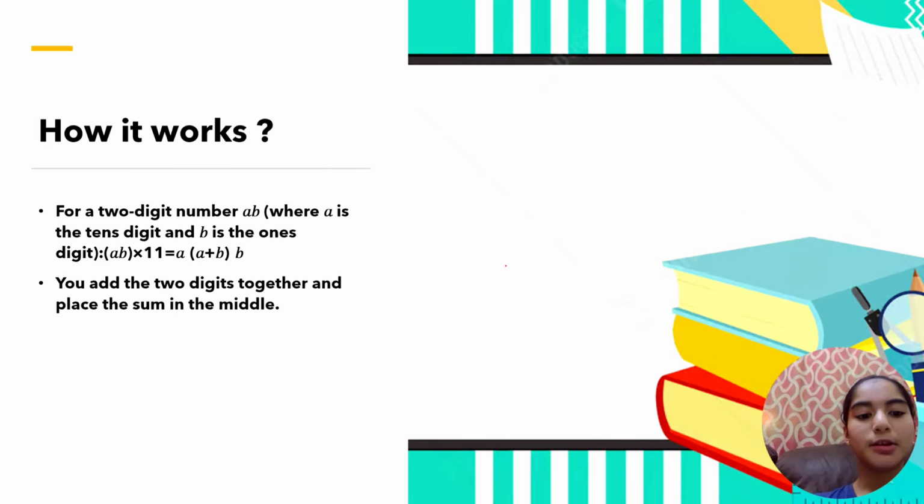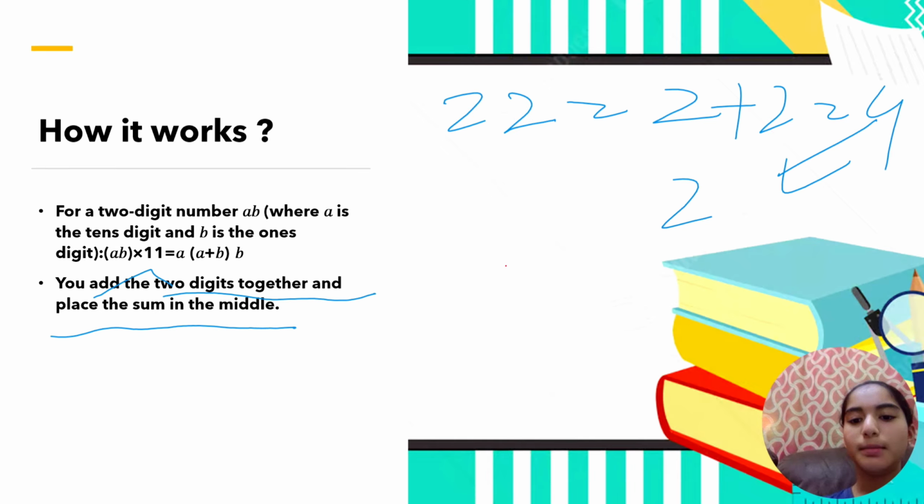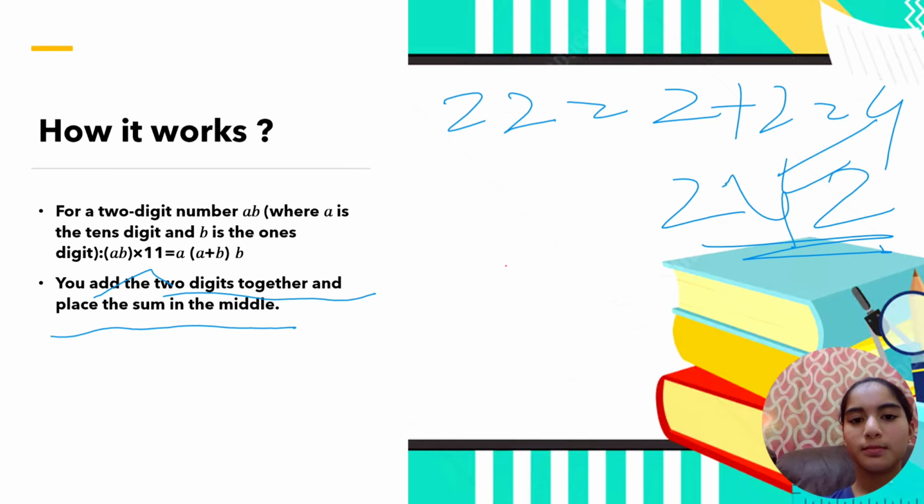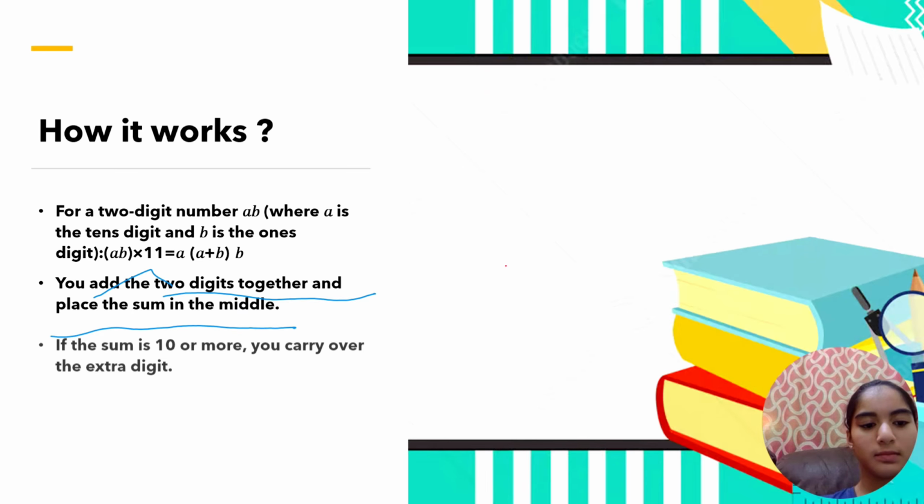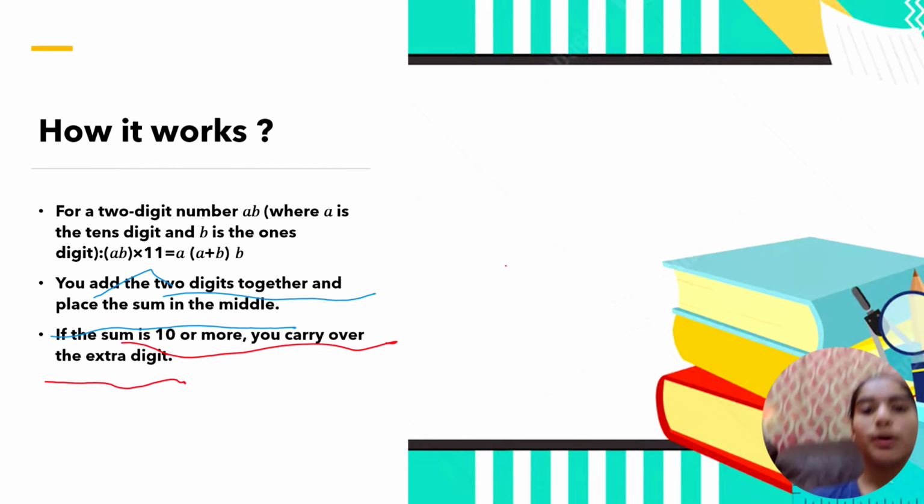You add the two digits together and place the sum in the middle. As we saw with 22 before, we add those two digits and place the same sum in between, giving the number 242. If the sum is 10 or more, you carry over the extra digit. Wait, I didn't teach you this, so let me now teach you.